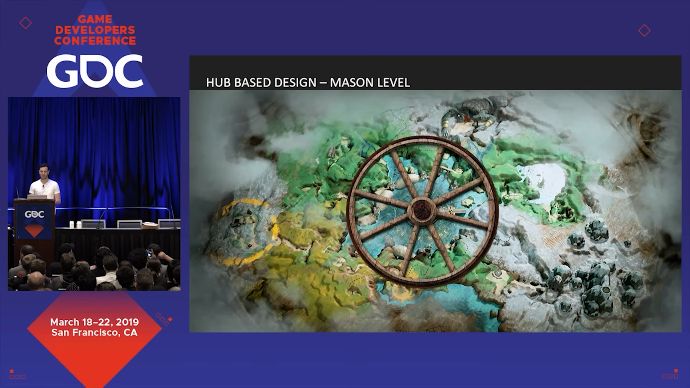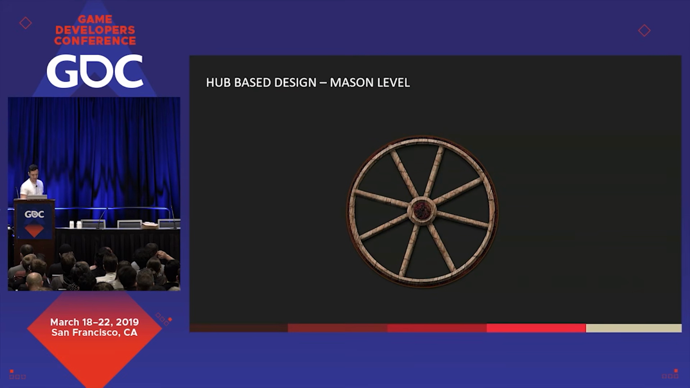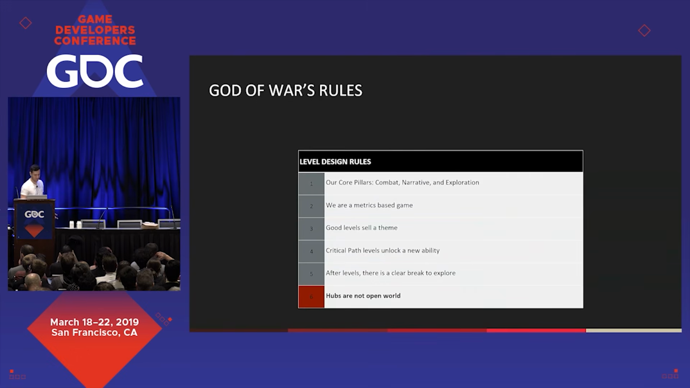Overall, I believe the Lake of Nine was great at delivering the goals of a hub. And it's this hub design that in turn is really successful at achieving the sort of Metroidvania element that people often enjoy in this game. So there's your hub. And with that, we're back to our rule slide.